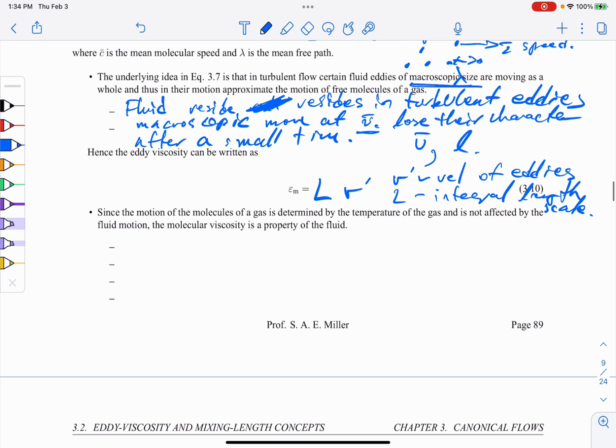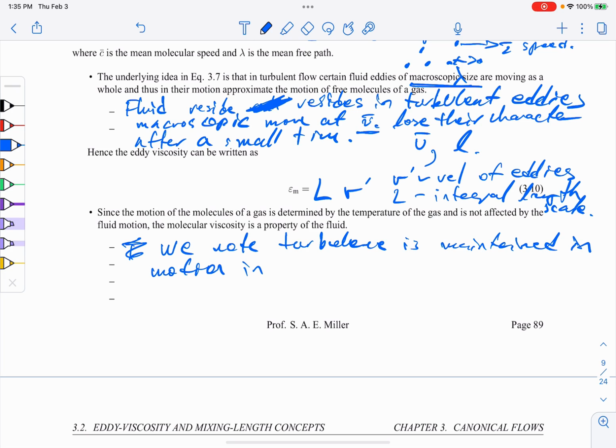So let's look at some more properties, some little observations about this. We note that turbulent motion is maintained in motion in boundary layers. But also you could have U bar go to 0, and you still have L and V prime non-zero.